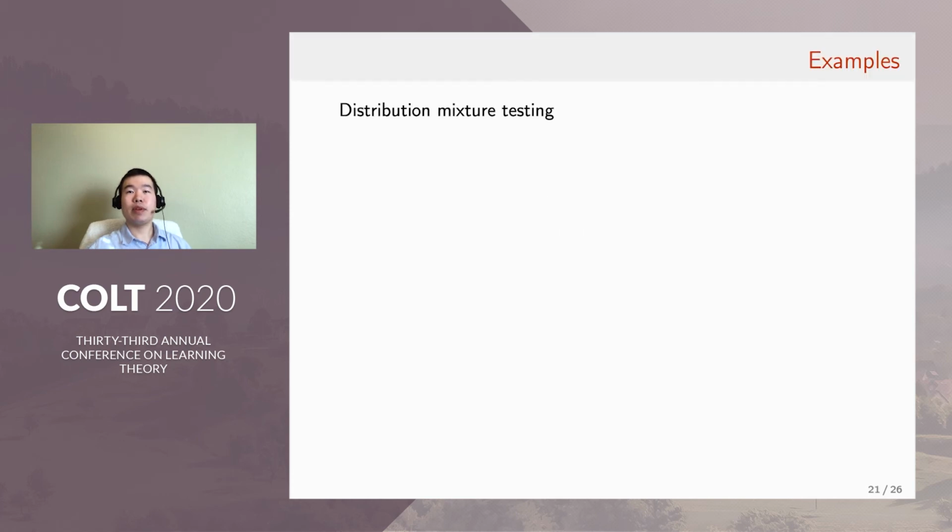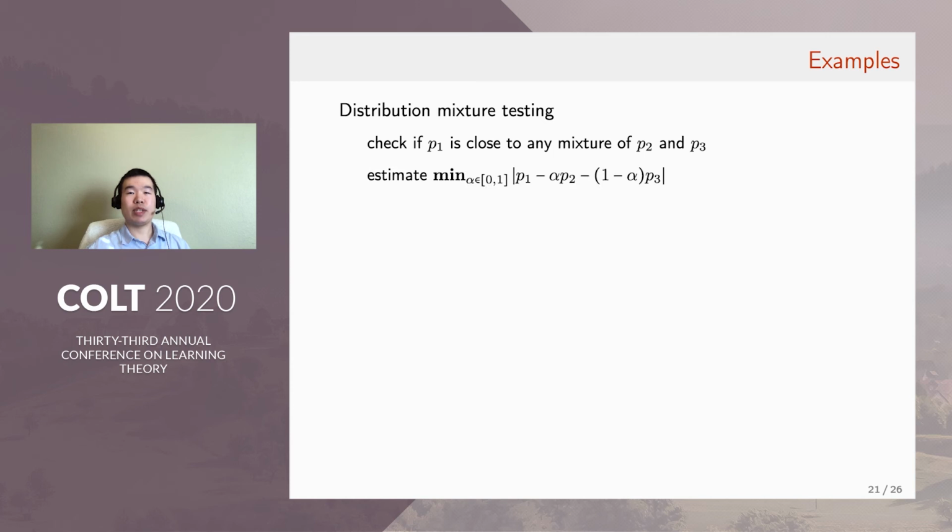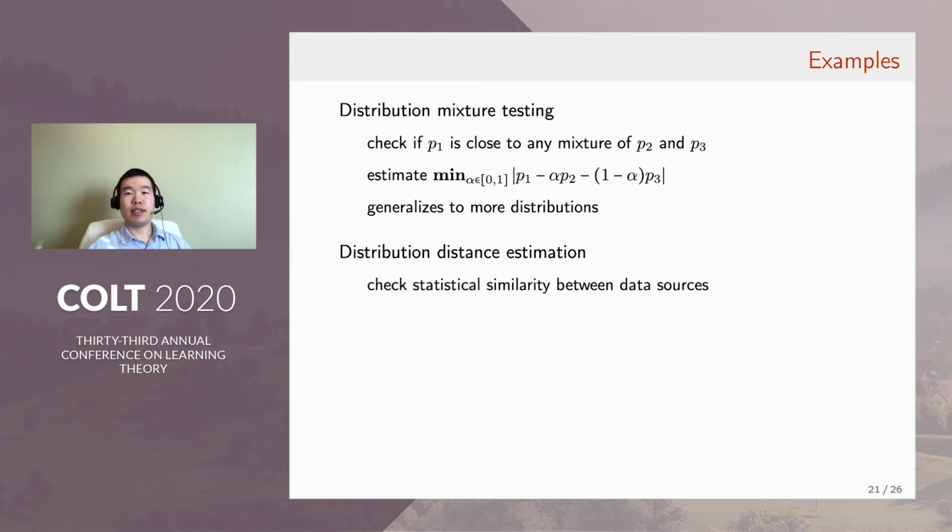The first example is distribution mixture testing. If we have 3 distributions, then we want to check if P1 is close to any mixture of P2 and P3. We can do this by estimating the following property, and this, of course, generalizes to more distributions. Basically, we want to find the minimal distance between P1 and any mixture of P2 up to PD.